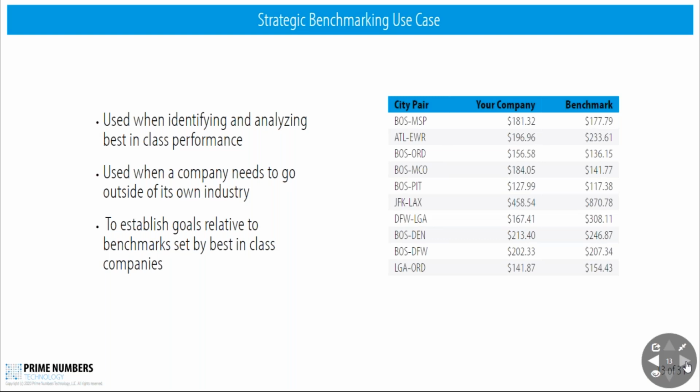It's also used to establish goals relative to benchmarks set in best-in-class companies. So strategic benchmarking is all about comparing to other companies outside of your industry that may have a best-in-class approach. Here I'm looking at specific city pairs, my company versus the benchmark, and getting a sense of just what an individual flight between those two points costs on average.